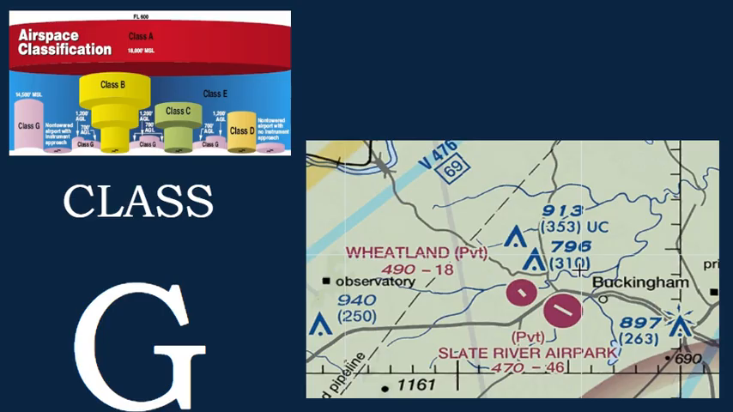Class G is uncontrolled airspace, with no visible markings on a map. It falls from the surface to the start of overhead airspace, which could be any from A to E. No authorization is required to fly in Class G airspace.